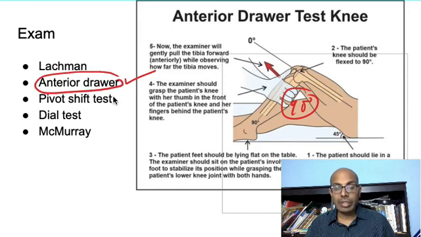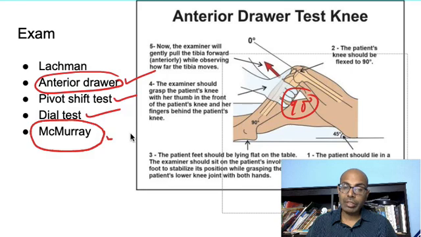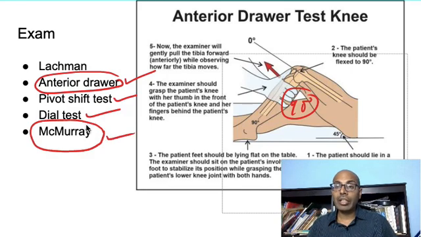The other two tests that can be done are the pivot shift test and dial test, which we will not go into details. Hopefully they don't ask you this in your exam, because it's a PG level question. Hopefully it doesn't come in the NEET PG exam. Of course, the final test you should do is the McMurray's test. McMurray's test is to identify meniscal injuries. As I have said, lateral meniscal injuries can occur in about 54% of the cases. So you must always look for meniscal injuries, and McMurray's test must be performed in each and every case.